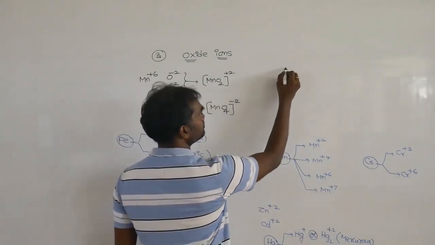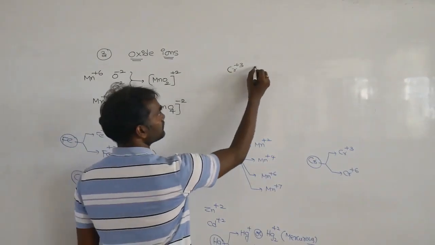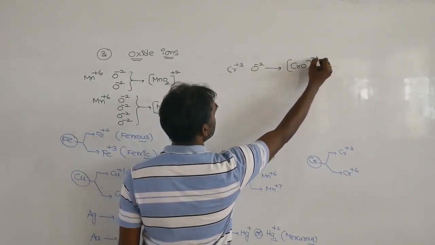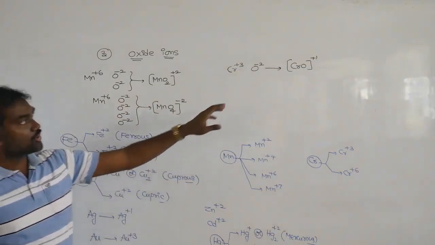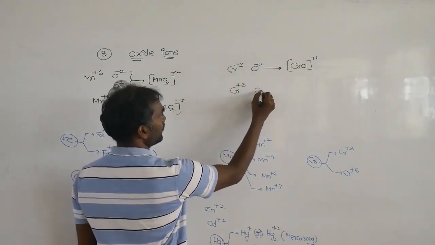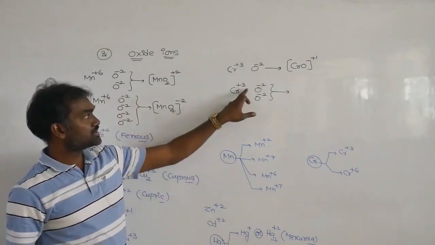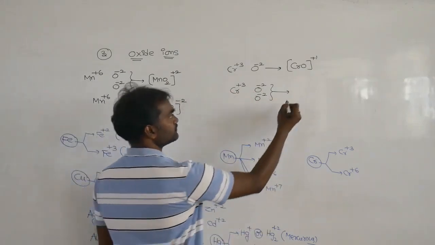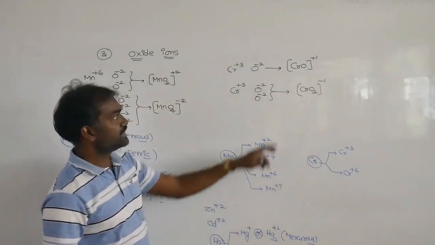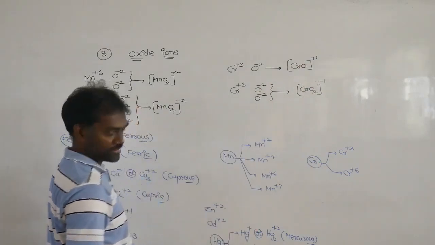Next, similar example, you take chromium also. So chromium plus 3 you take. Suppose 1 oxygen only I am adding. So minus 2. So what happens? CrO plus 1. So oxygen cation, oxycation. So chromium plus 3, I am adding 2 oxygens. So here 3 positives, 4 negatives, 1 negative extra. So that means I am writing CrO2 minus 1. CrO is plus 1, CrO2 is minus 1. Suppose chromium 6 you take.